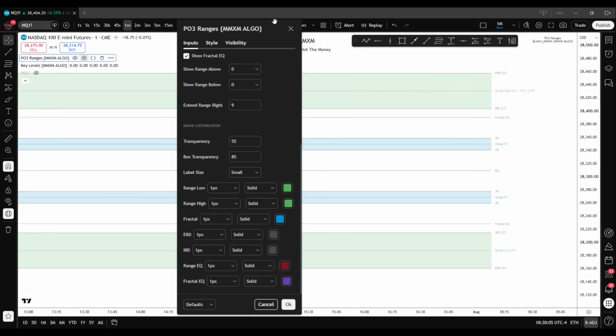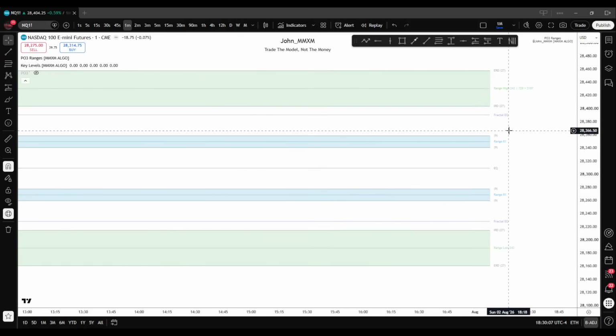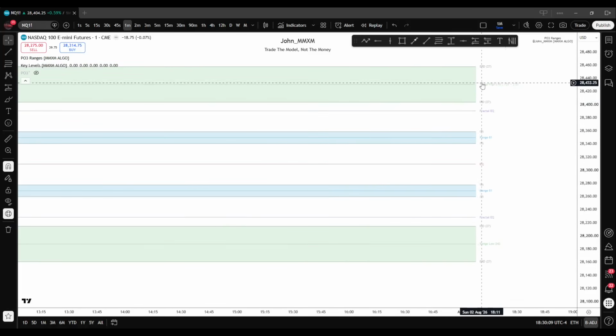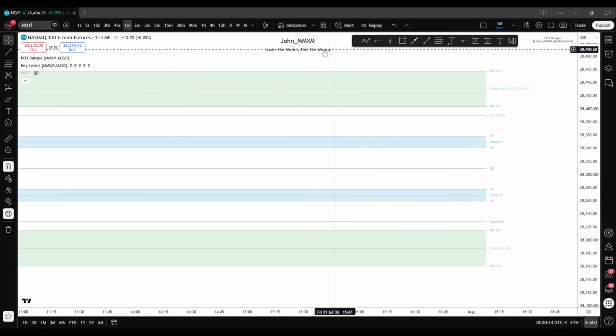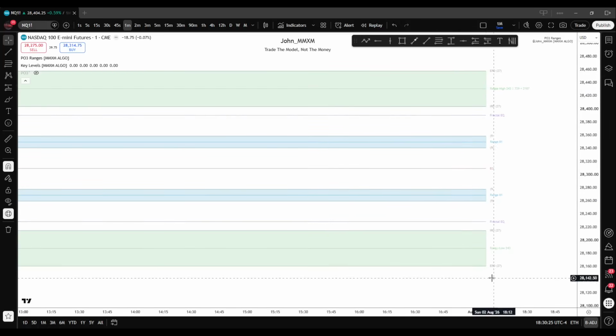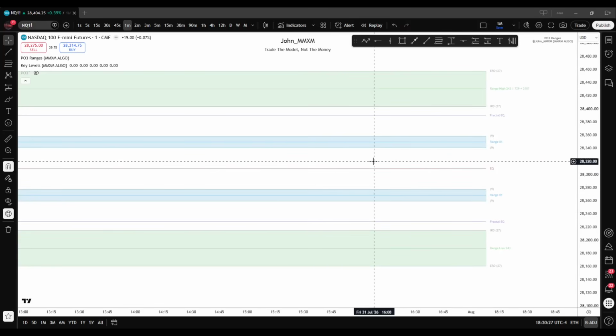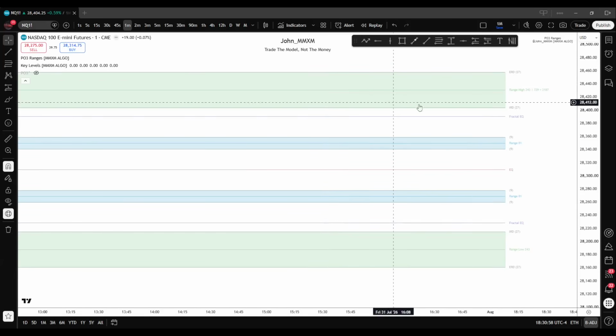Okay, perfect. So when we're looking at PO3 ranges, the first model that we're going to be looking for, the PDM, is going to be simple. We're going to be looking for range low to range high, or range high to range low. Super basic, A to B or B to A, however you prefer it. All right, guys. What we're going to be looking at is going to be from range high to range low in this case.